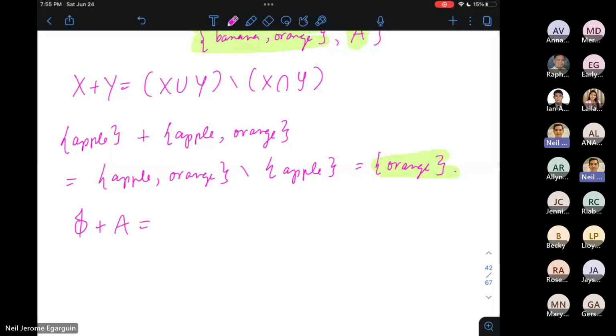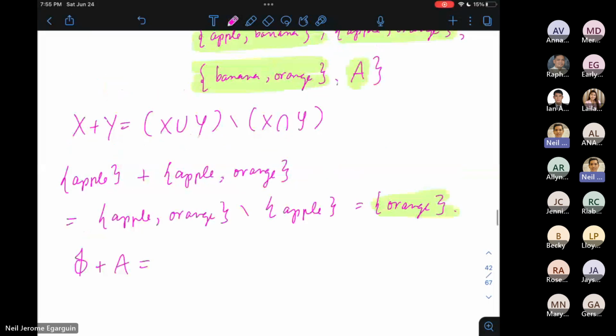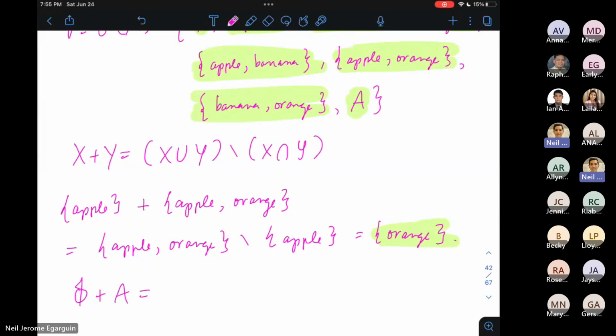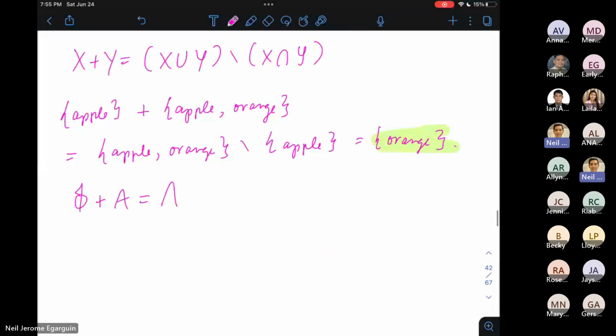So, final answer na. Baka kaya nyo na itong i-mental. Empty set ay walang laman, set A laman niya lahat. Ano yung empty set plus A? Yes, A. Yeah, Jennifer and Annabelle, right? This is A. Good. Yeah. Kailangan nyo lang i-perform yung set operation. Ano? What do you think is A plus A?